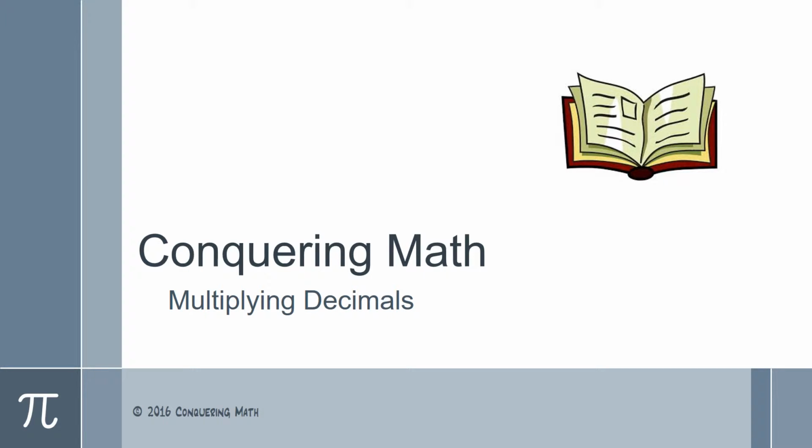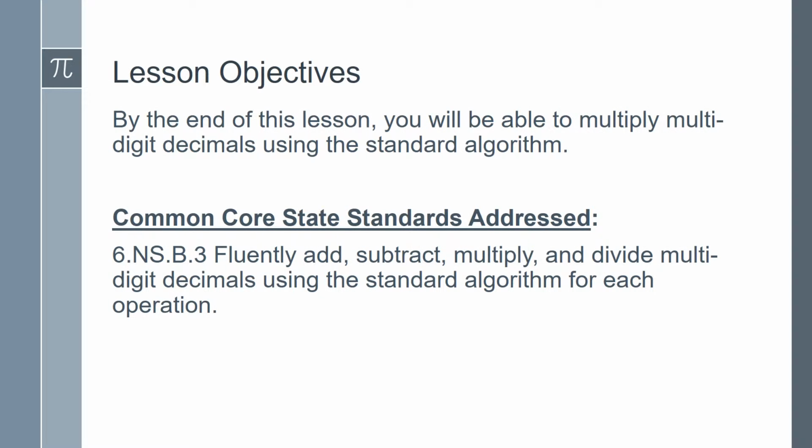Today we'll be learning how to multiply decimals. Let's dive on in. By the end of today's lesson, you will be able to multiply multi-digit decimals using the standard algorithm. The Common Core State Standard today is 6.NS.B.3.